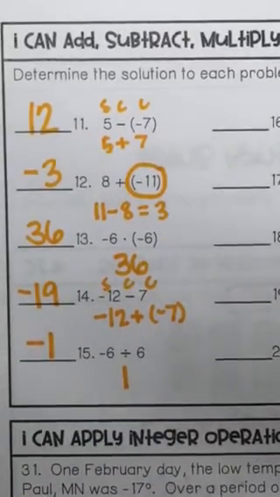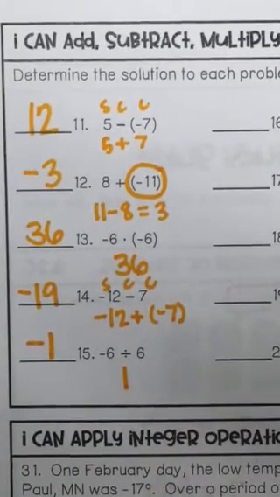Now guys, just remember to follow the rules when you're working out the rest of the problems. Multiplication and division have the same rule. Addition and subtraction have different rules. So make sure you're paying attention to that. And make sure you know those before you come to class on Monday to take your test.